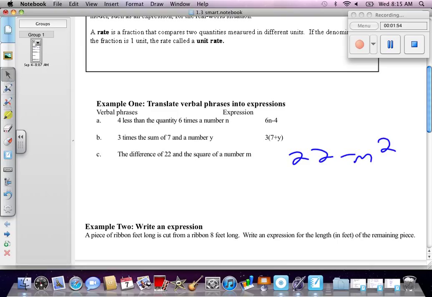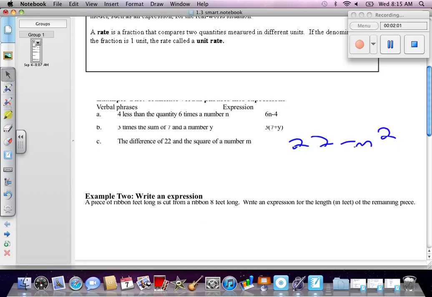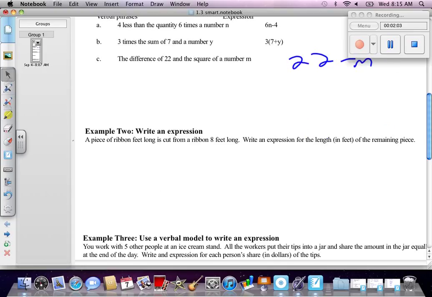Okay? We're taking these number sentences and translating them into math expressions. Who knows what the difference between an expression and an equation is? What does an equation have? Equation means it has an equal sign. Expression does not. Okay. All right, let's turn our paper over and look at example 2. We're going to write an expression.